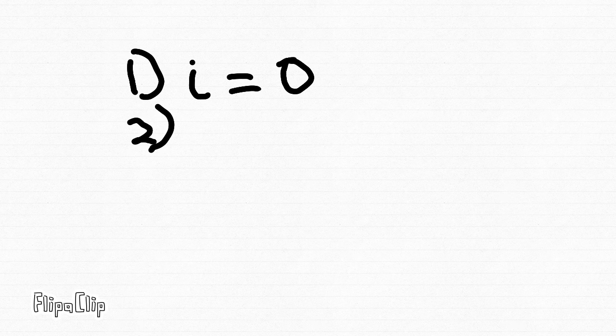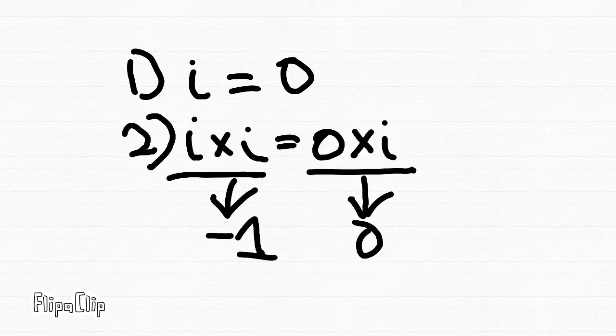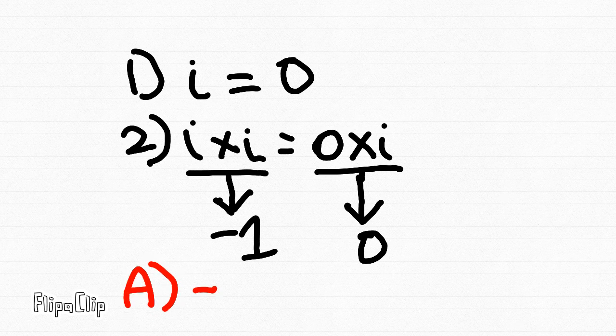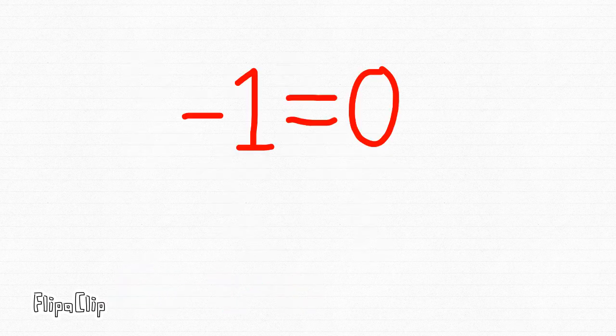Second, let's say i equals 0. Let's do the same thing here too. Multiply i on each side. Then the answer should be -1 equals 0. This too doesn't make sense at all.